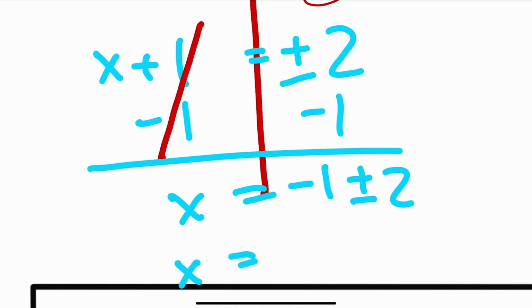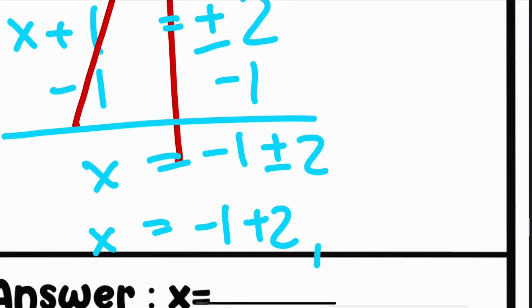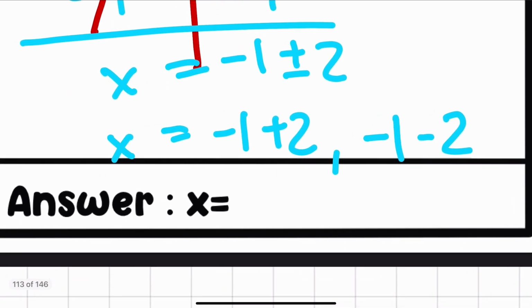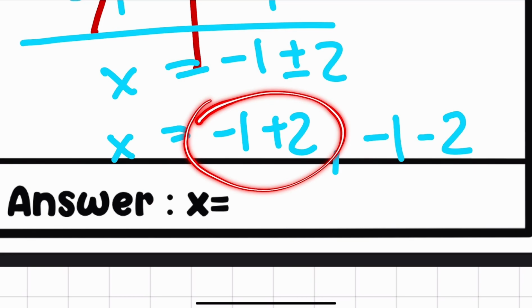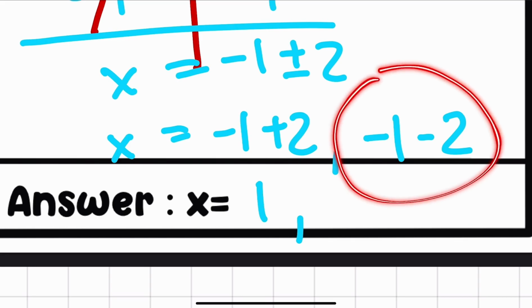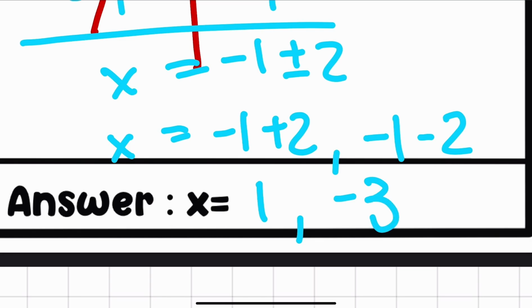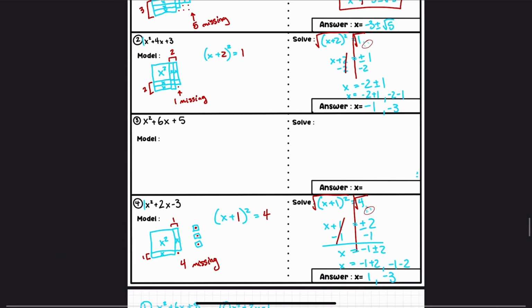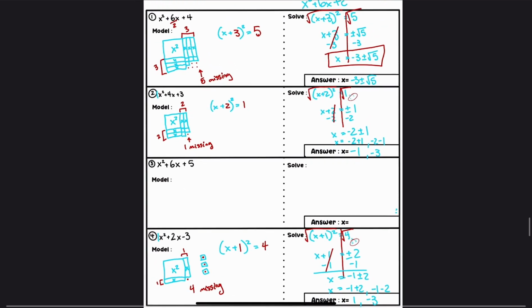I'm going to say x equals -1 plus 2 and -1 minus 2. And then I'm going to solve those out. So I'm seeing -1 plus 2. That should be a +1. If you're not sure on that adding and subtracting part, use your calculator. And then I got -1 minus 2. That's going to be -3. And that's what we got for completing the square.